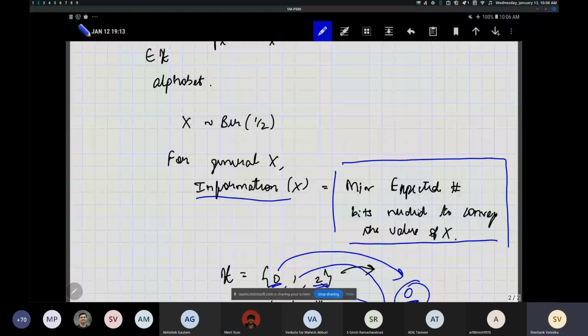Yeah. So I'm wrapping up now. All that I want to say is that if we have two random variables, we want to know the amount of information that the second random variable contains about the first, and so on.